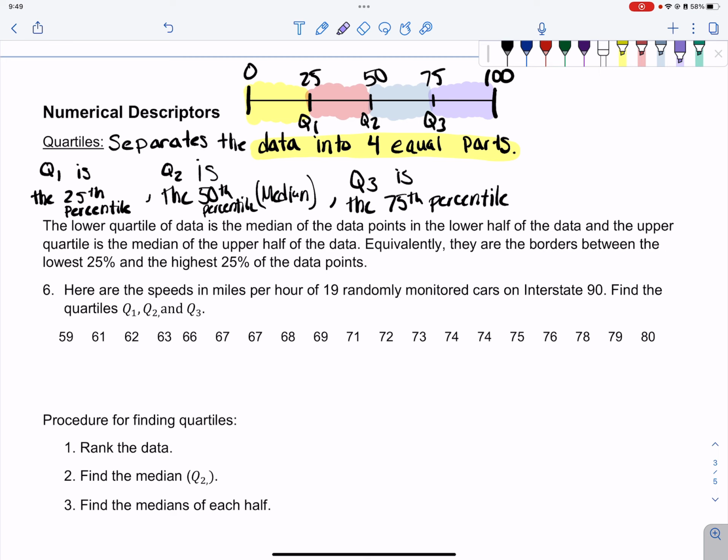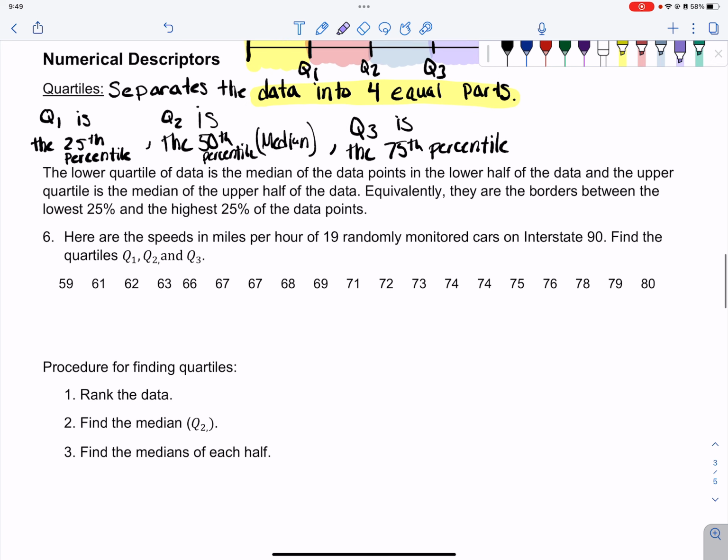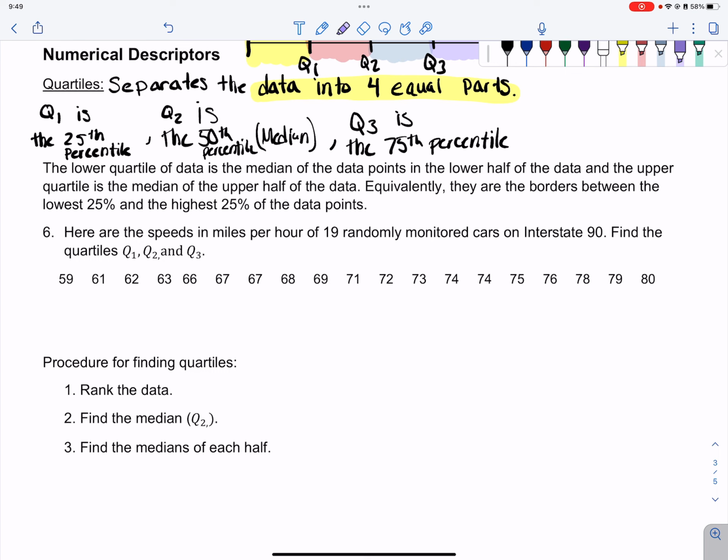So now we're going to find the quartiles for a data set. The data set is the speeds in miles per hour of 19 randomly monitored cars on I-90, and I want to find Q1, Q2, and Q3. Our procedure for finding quartiles starts with always making sure that the data is ranked. Just like with our median, we need to have the data ranked. Otherwise, it's not going to tell us any proper information.